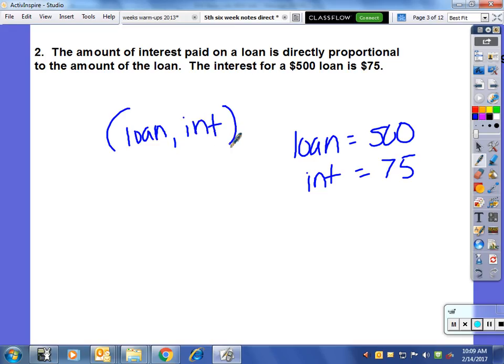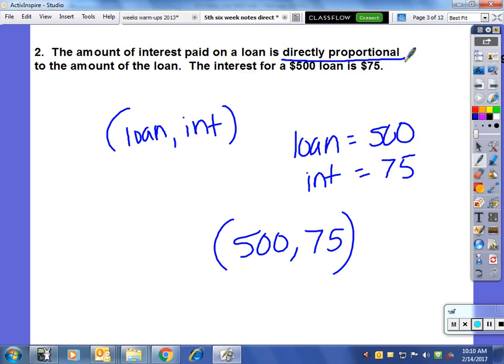So what order would we write this point in then? 500, 75. Now, I only have 1 point, but I know that this is direct variation because it pretty much told me that. Proportional means direct variation. That means I only need 1 point, and I can write the whole equation. What's the y-intercept automatically on this problem? 0, because if I don't borrow any money, I don't owe any interest, so the y-intercept is 0.